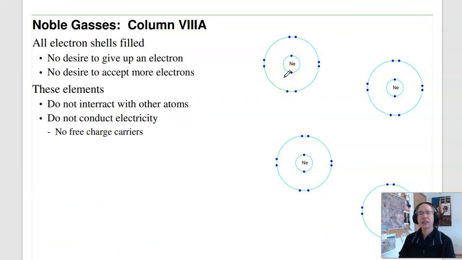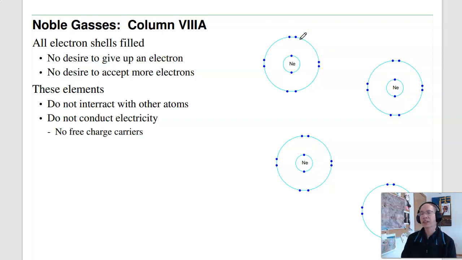If I look at neon, that's one of the elements in column 8A, the noble gases. Neon has 10 protons and 10 electrons. The 10 electrons fill two shells. The inner shell has 2 electrons. The outer shell has 8 electrons. All the shells are filled with electrons.